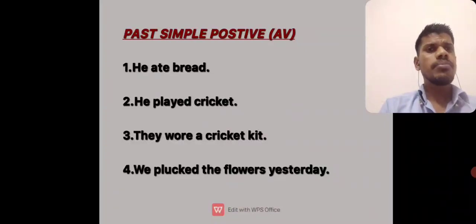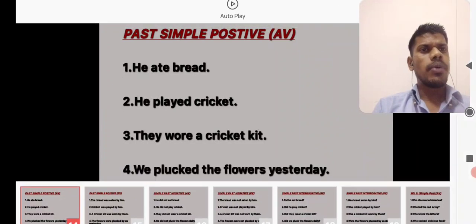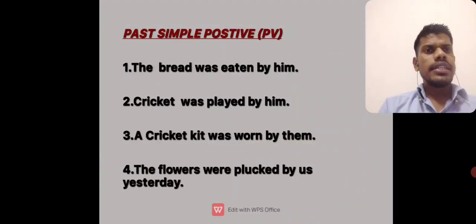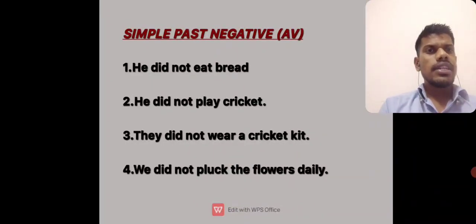So this is the example for past simple positive. See that example, just answers. You can see that the bread was eaten by him. Second sentence, cricket was played by him. A cricket kit was worn by them. Then the flowers were plucked by us yesterday. So already we have seen this in the previous slide. Next one, simple past negative.